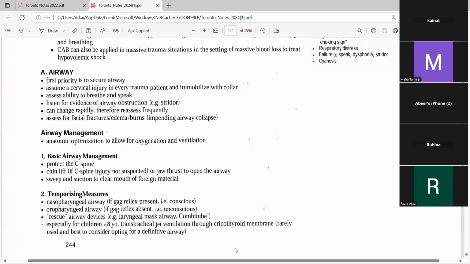Okay, so then coming to airway management, how are you going to manage the airway? Let's suppose we did airway checking and now we find out there is something wrong. Then what are we going to do? So we are going to check for airway management, checking for vitals. Vitals is basically checking for oxygenation and ventilation.